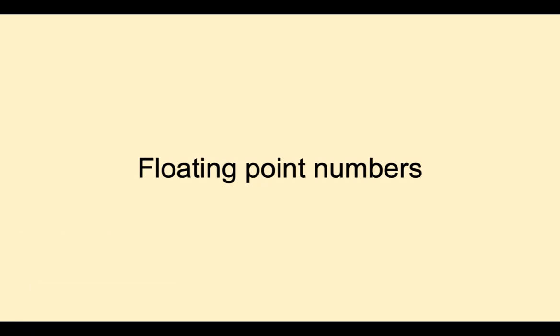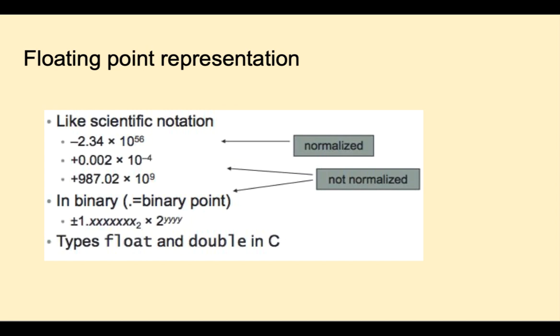Welcome back. Previously, we've looked at how signed and unsigned integers are stored in the computer. We've also looked at ASCII representations of character data. In this video, we look at how floating point numbers are stored. Floating point numbers are represented internally in a way that's similar to writing numbers in scientific notation, except in binary.